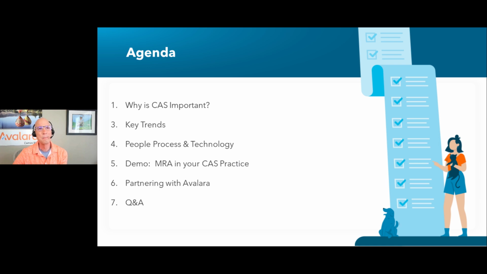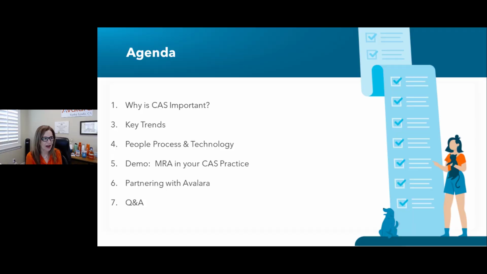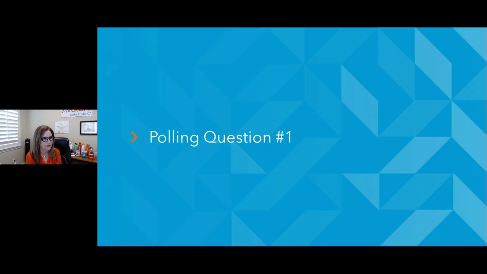Thank you, John. So over the next 50 minutes to an hour, we're going to talk about why CAS is important. Certainly, we hear about CAS everywhere. What are some of the key trends? The combination of people, process, technology. John is going to take us through a phenomenal demo of MRA, Managed Returns for Accountants, which a lot of CAS firms use. And how do you partner with Avalara, and how do we typically work with them? So with that, I think we're going to move to our first polling question.